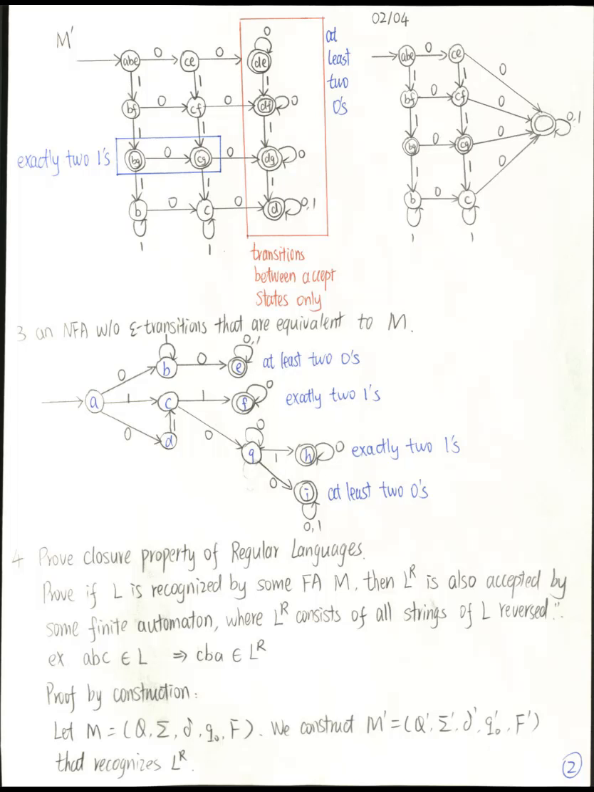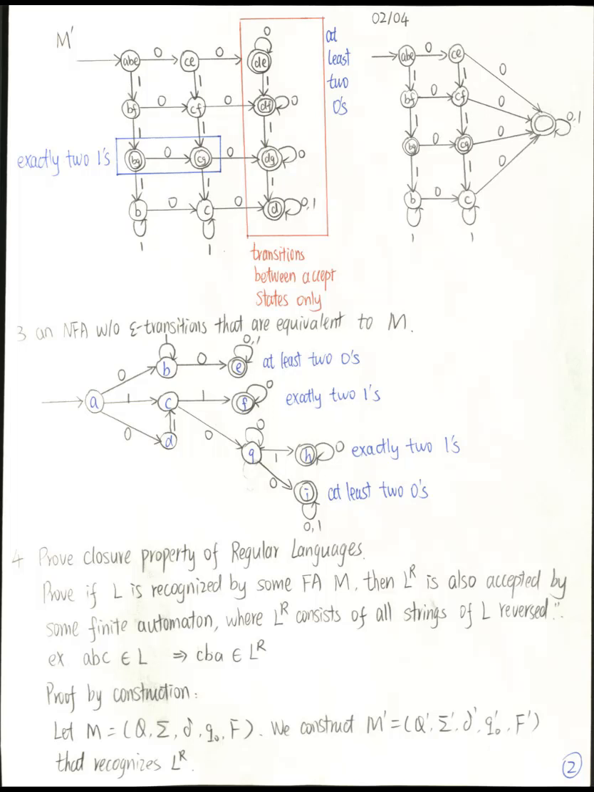Alright, now let's prove a closure property of regular languages. Regular languages are closed under union, intersection, concatenation, Kleene star, and now we're going to talk about reverse. We want to prove if a language L is recognized by some finite state automaton M, that means L is regular. Then we want to prove this L^R is also accepted by some finite state automaton. That means this L^R is also regular.